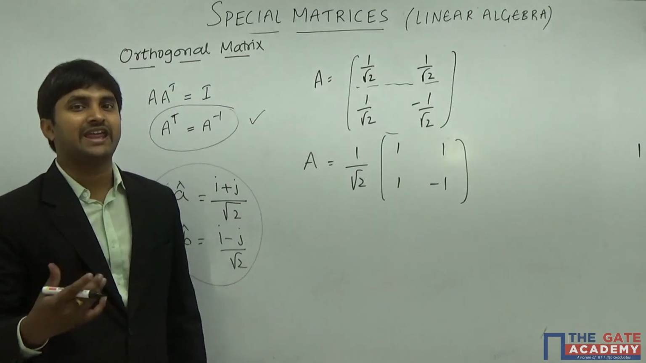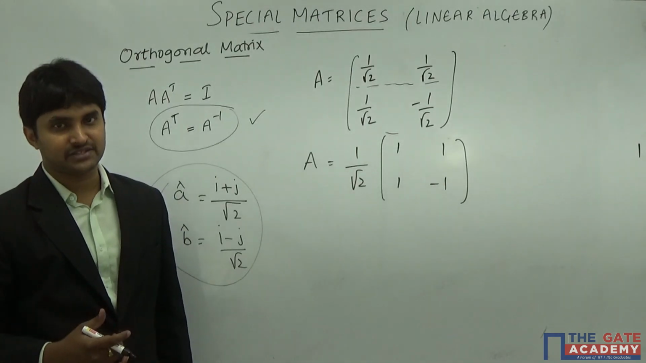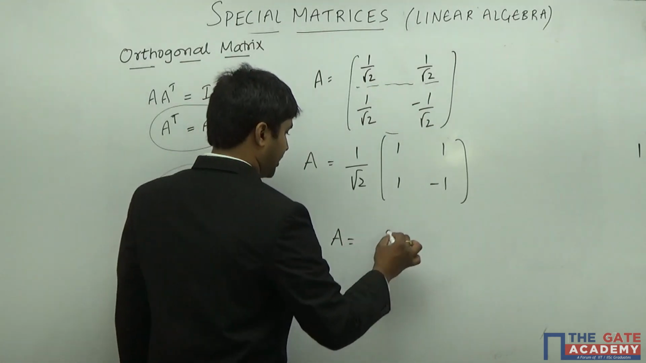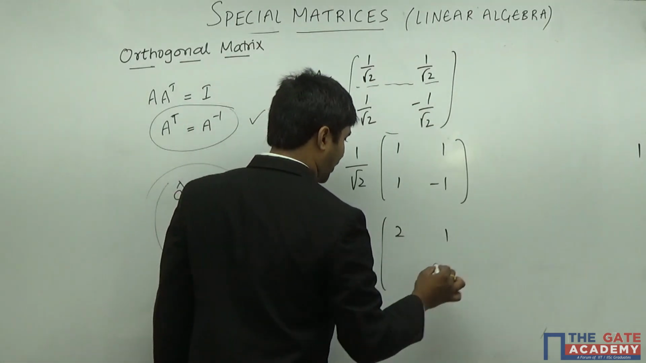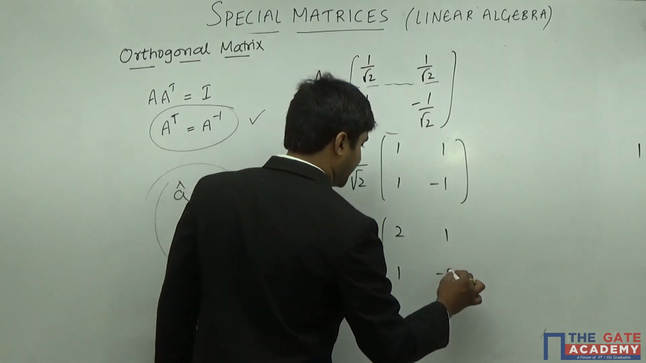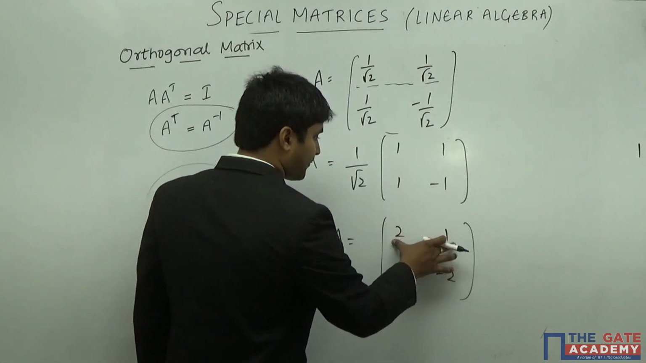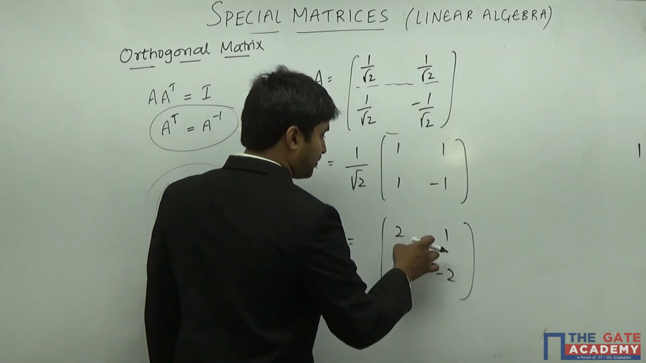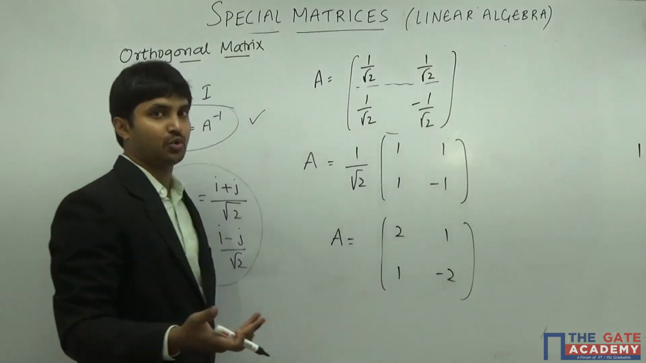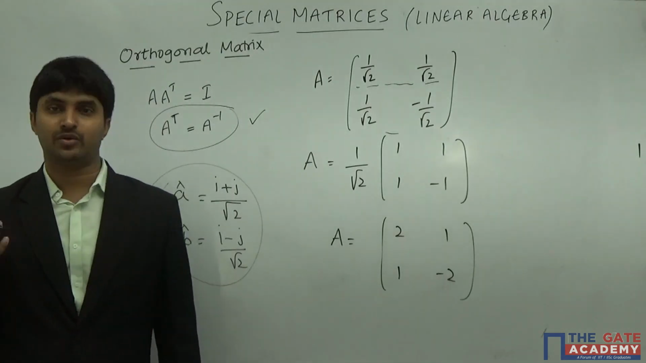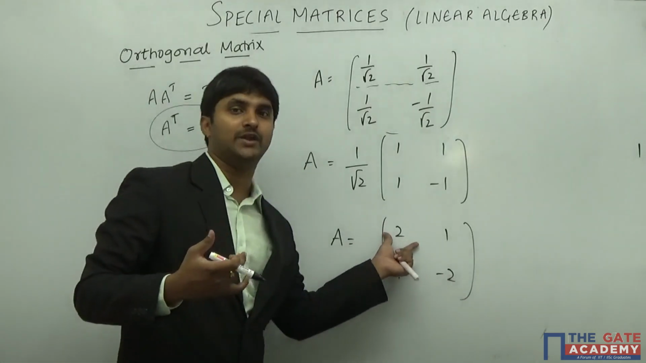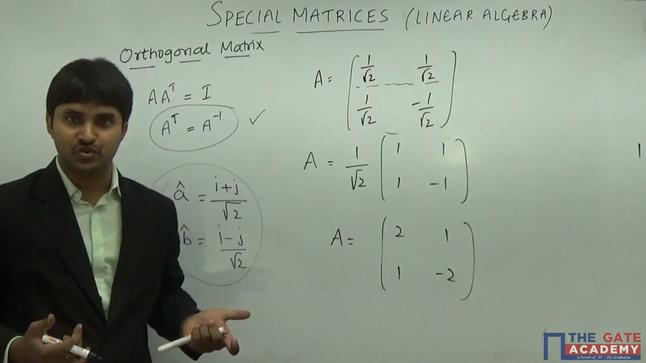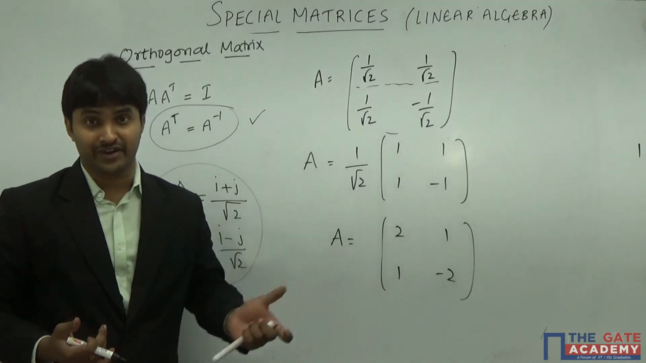So in this way I can write a matrix as an orthogonal matrix. For example, if I have 2, 1, and now 1, minus 2. Now you can see that this is a vector, this is also a vector, and their product 2 into 1 plus 1 into minus 2 is equal to 0. It means that it is satisfying the orthogonality. If I consider it as 2i plus j and i minus 2j, the dot product is equal to 0. It means that they are orthogonal vectors.